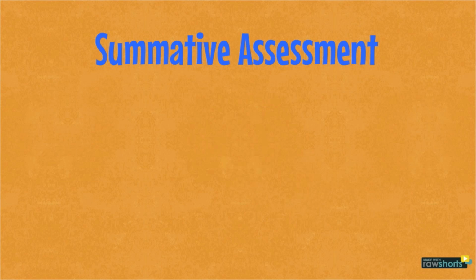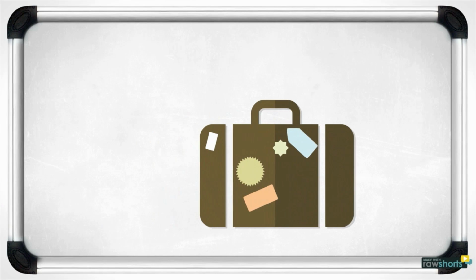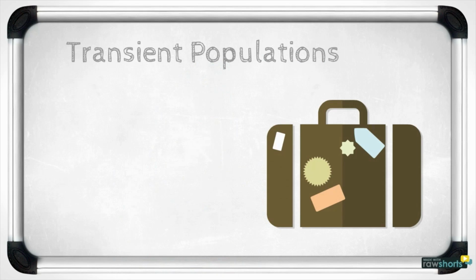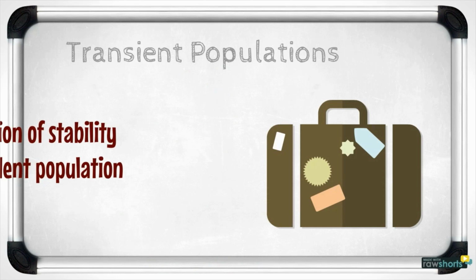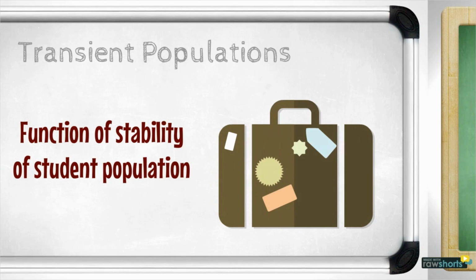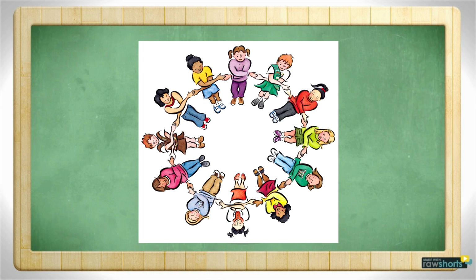Marzano points out a variety of reasons that summative assessments don't measure up. First, many districts and schools have high transient populations. If this is the case, the percent of students at or above a specific criterion score on a summative assessment might be more a function of the stability of the student population than it is the effectiveness of the district or school. Second, districts and schools have student populations with very different demographics, and those demographic differences are strongly related to differences in student achievement.